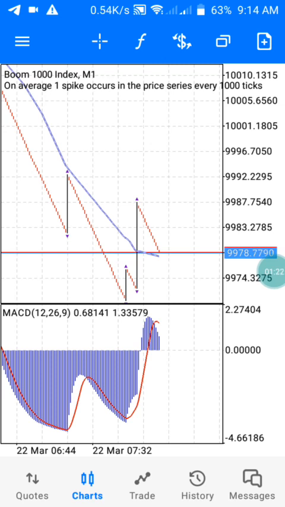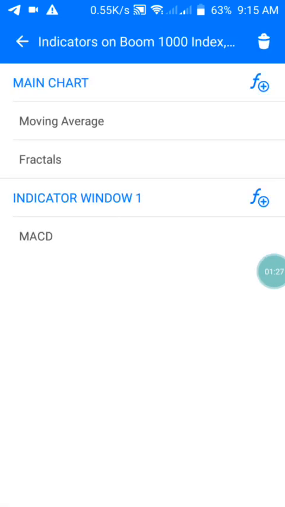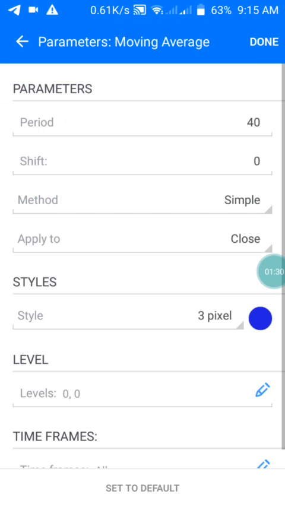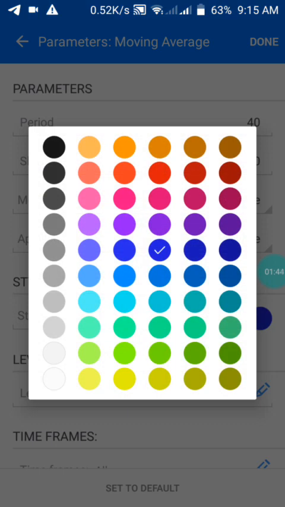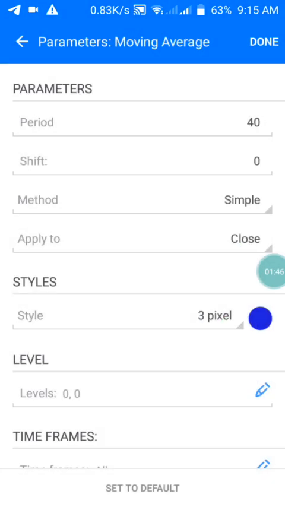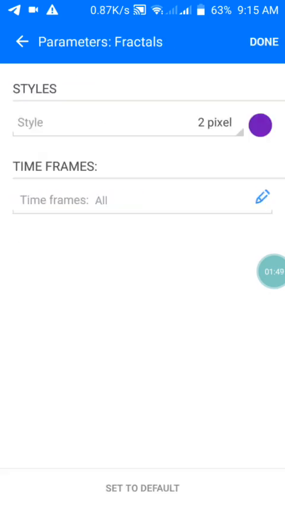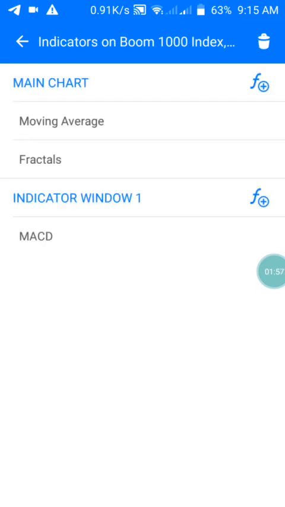Before I go into the explanation, let me show you the settings of this strategy. On my main chart, I have my moving average. My moving average is the first thing I have there. I have the period at 40, shift at 0, method simple, applied to close, and my style in blue color. You can choose any color of your choice. Then you press done, and you can also click on the second thing that I have on my main chart. You can choose any color, then you press done. This only indicates the beginning of a trade and the end of the trade.